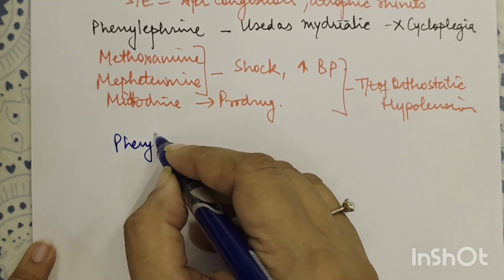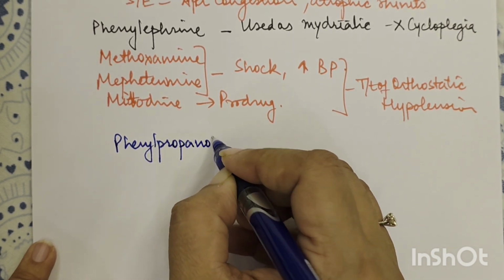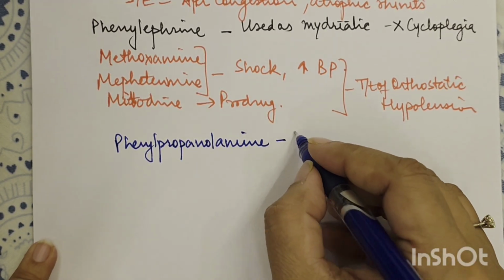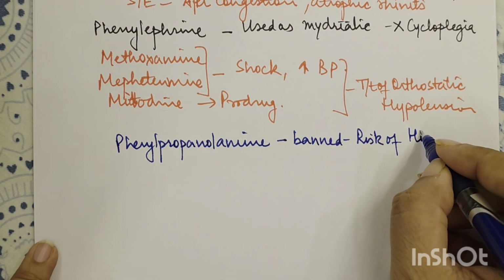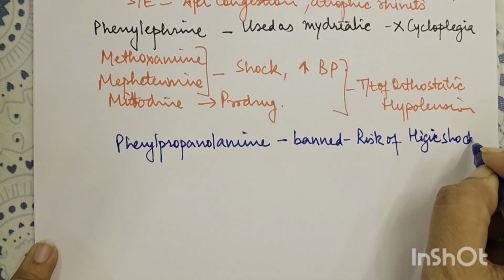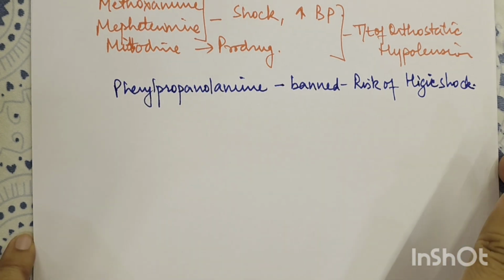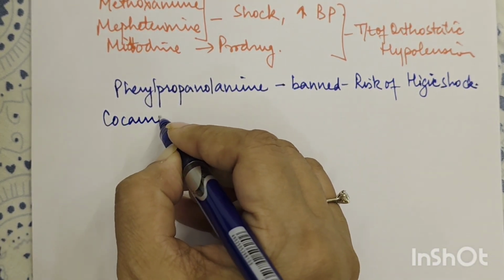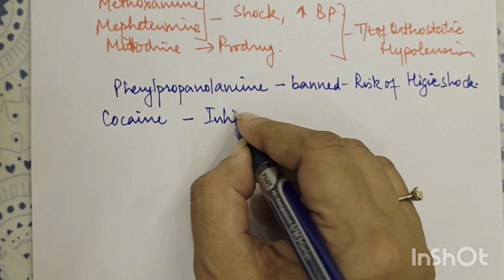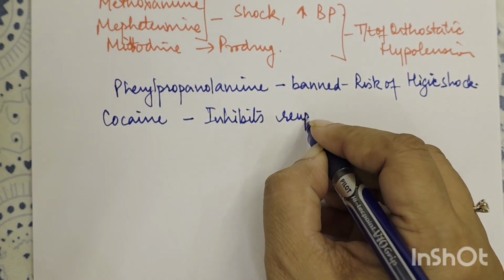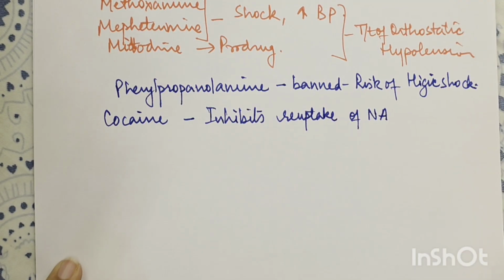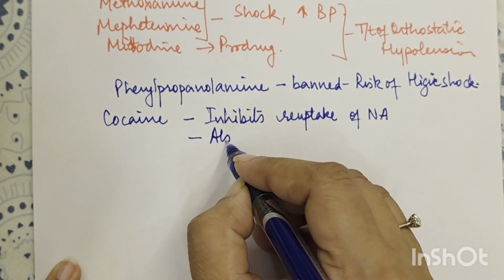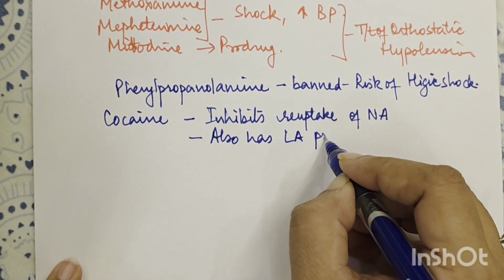Okay, after that there was a drug, phenylpropanolamine. This drug is now banned because it has a risk of hemorrhagic stroke. Okay, now a very interesting drug which I think I missed there is cocaine. Cocaine, we have studied that it inhibits the reuptake of noradrenaline, right? So cocaine basically inhibits the reuptake of noradrenaline. It also has local anesthetic properties.